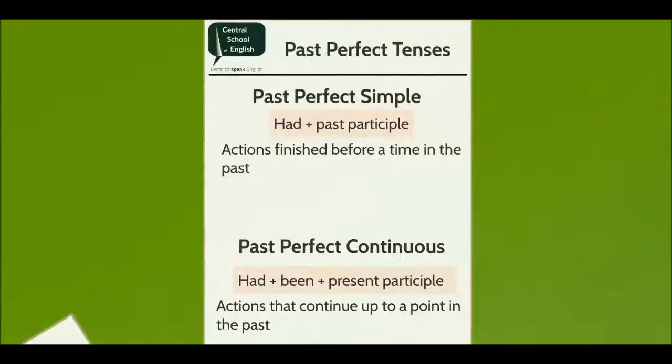In this video, we have learned that we make the past perfect tense using had plus the past participle of a main verb. We learned that we use the past perfect to speak about actions that finished before a time in the past. We also learned that we make the past perfect continuous using had plus been plus the present participle of a main verb. We learned that we use the past perfect continuous to speak about an action that continued up to a point in the past.